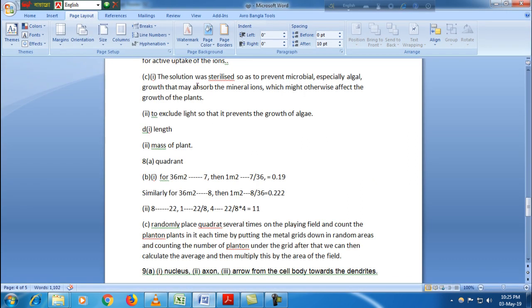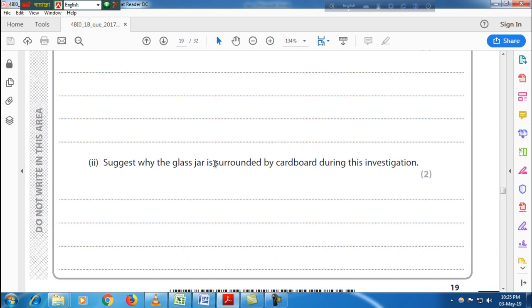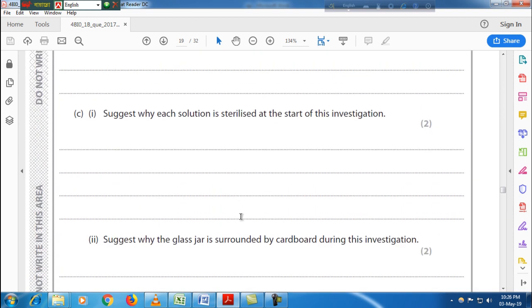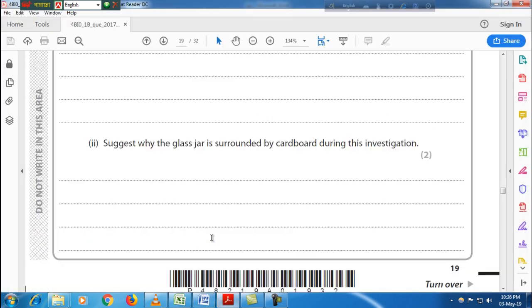Answer has been given in the sheet. Please check the answer. Next question. Number 2. Suggest why the glass jar is surrounded by cardboard during this investigation. Because it is to exclude light so that it prevents the growth of algae. Otherwise algae, with the help of light, can make food and grow. So the answer will be to exclude light so that it prevents the growth of algae.